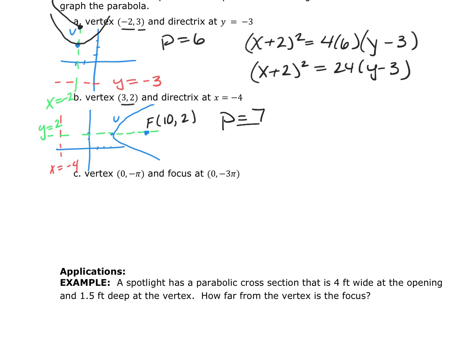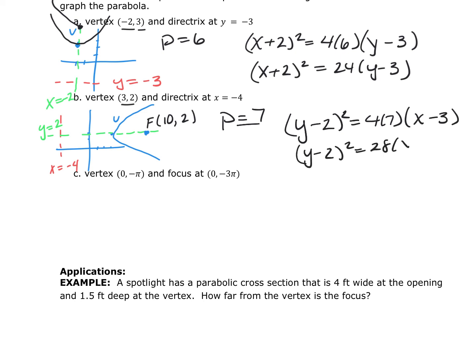So my equation is, now my y has to be squared because I'm opening left and right. So y minus 2, the quantity squared, is 4 times 7, x minus 3. So y minus 2, the quantity squared, is equal to 28 times x minus 3.